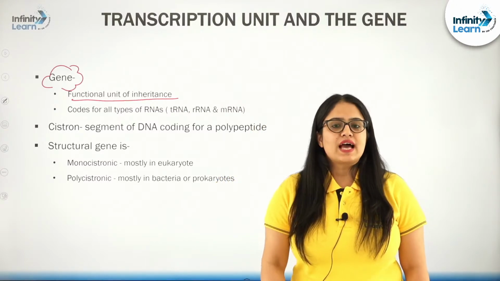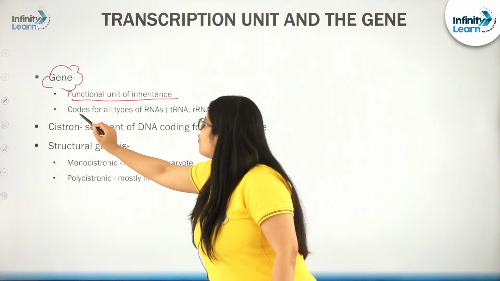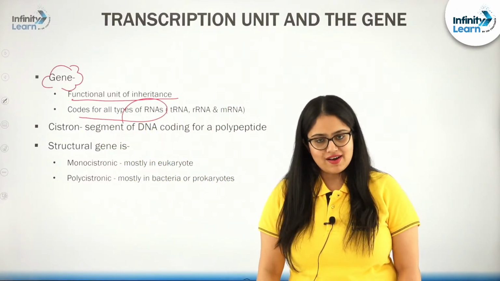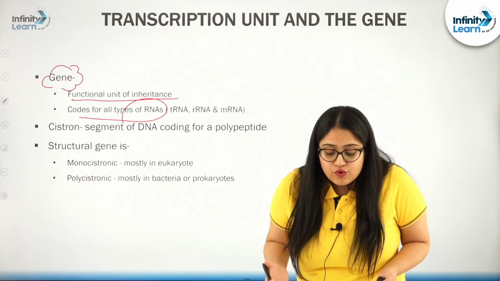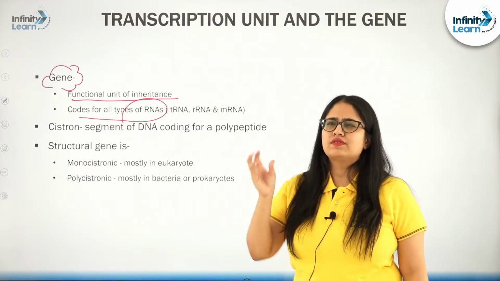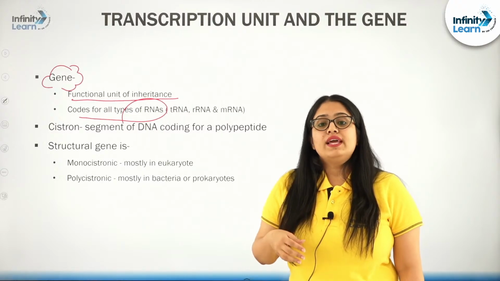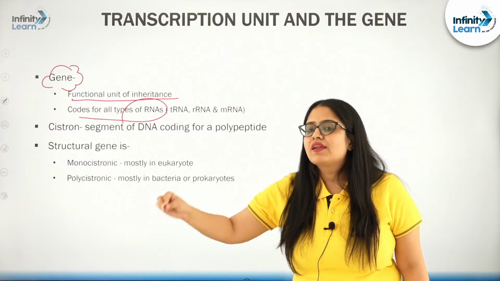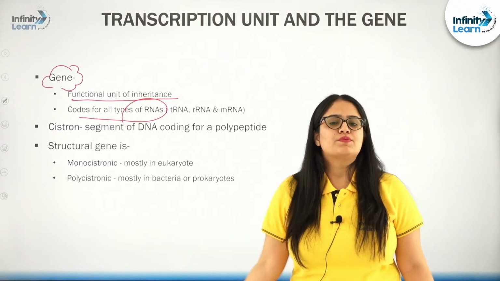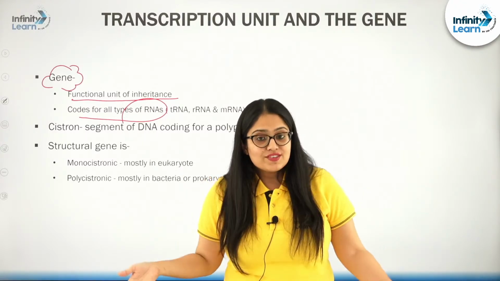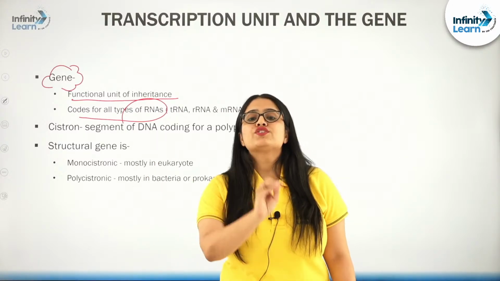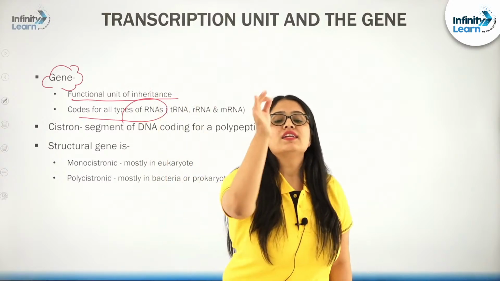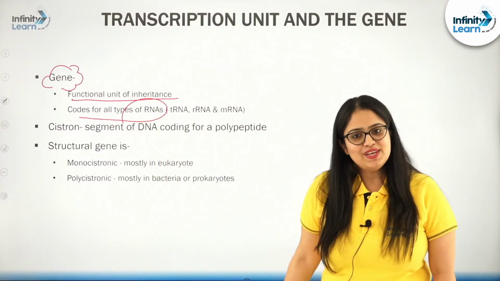Next thing that you need to understand is gene will code for all the three major types of RNAs: tRNA, mRNA and rRNA. Some of you might have this notion that only gene is responsible for producing just mRNA. That is not the case. mRNA, tRNA, rRNA all will be produced from gene. So, what is gene? Gene is a functional unit of inheritance. Gene is a segment of DNA from which rRNA, tRNA and mRNA can be produced.